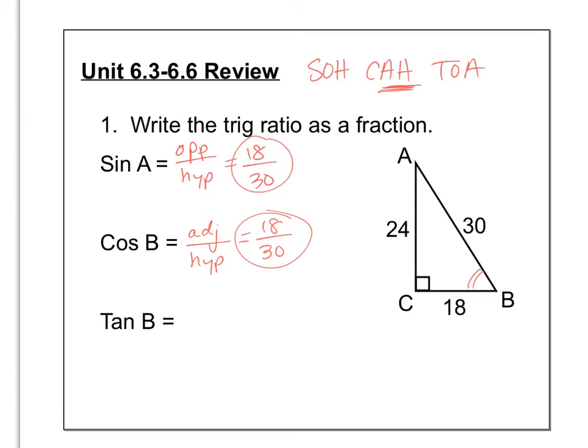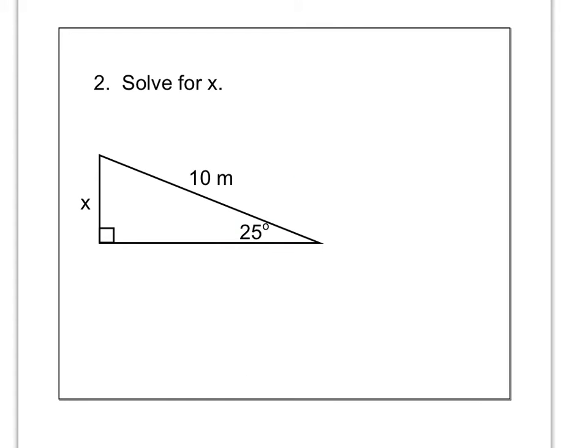Tangent of B. Remember, tangent is opposite over adjacent. Opposite over adjacent. So opposite of B is 24. Adjacent to B is 18, so 24 over 18. Please pause the video, try number 2.